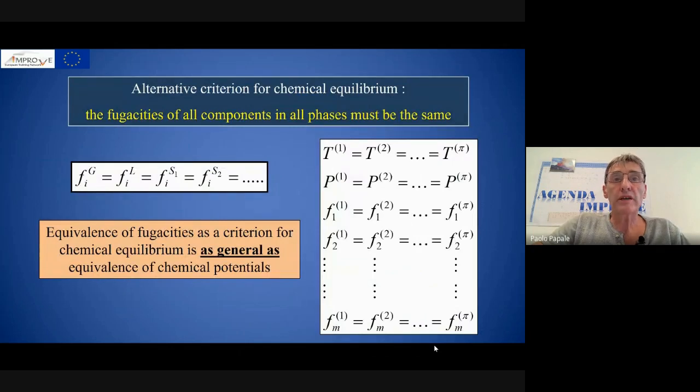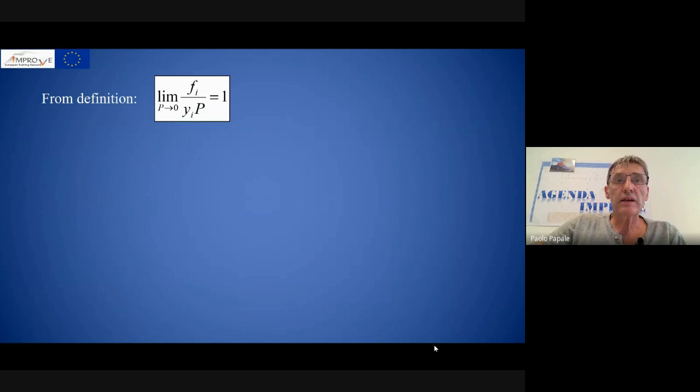Now we can go back to the beginning of lesson 1 and replace the general equilibrium equations with an alternative form where fugacities are used in place of chemical potentials. Let's see how equivalence of fugacities leads to simple and viable expressions for multi-component chemical equilibrium. To do that, let's go back to the definition of fugacity. Fugacity is equal to partial pressure for a component in a mixture for conditions corresponding to ideal behavior, that is, when the pressure tends to 0.